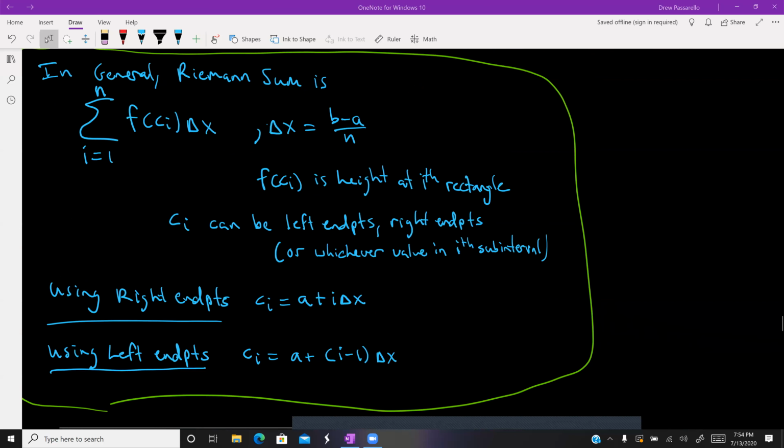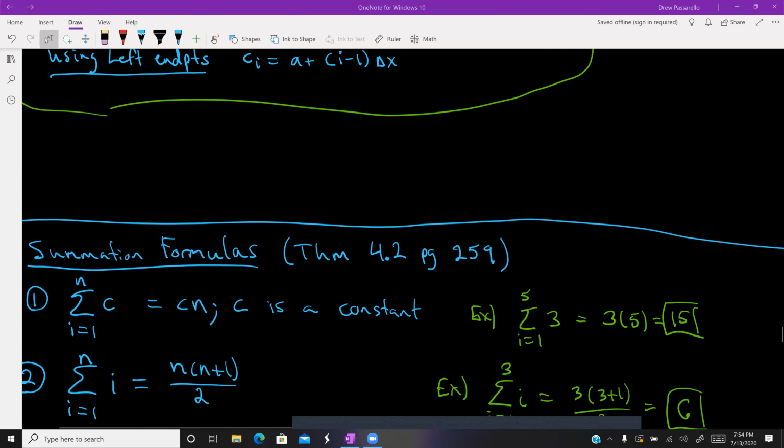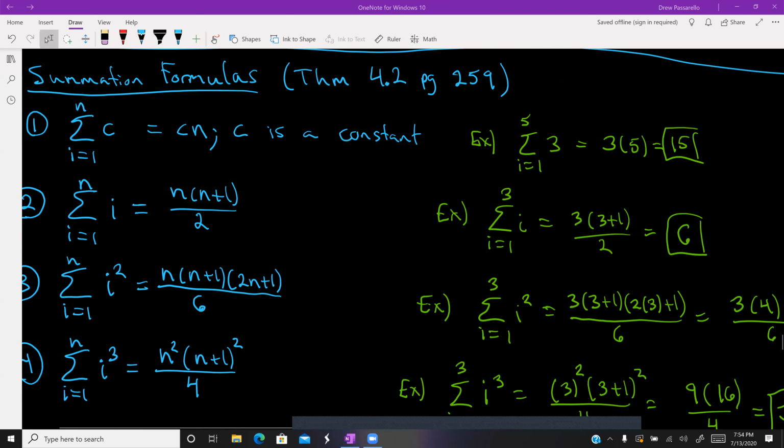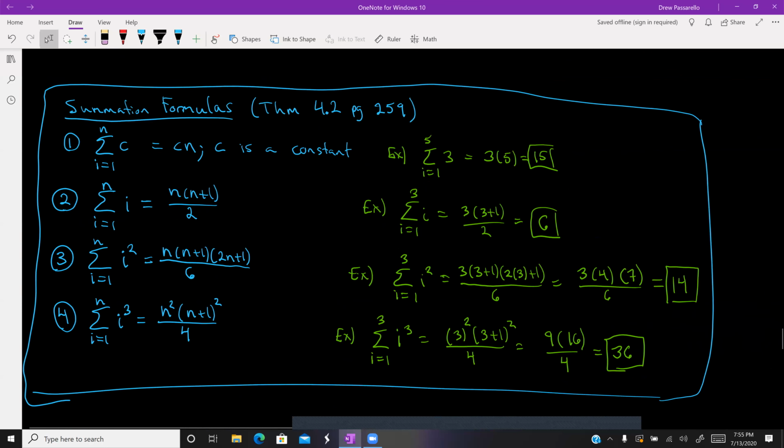So before I apply this back to our recurring example, I first need to address some summation formulas, and this is theorem 4.2 on page 259. So there's 4 formulas that you might want to write down. You have these 4 things, and I give an example of each. The first formula is taking the sum of c, where c is a constant, and it essentially becomes c times n. So it's c times the top index value of the summation.